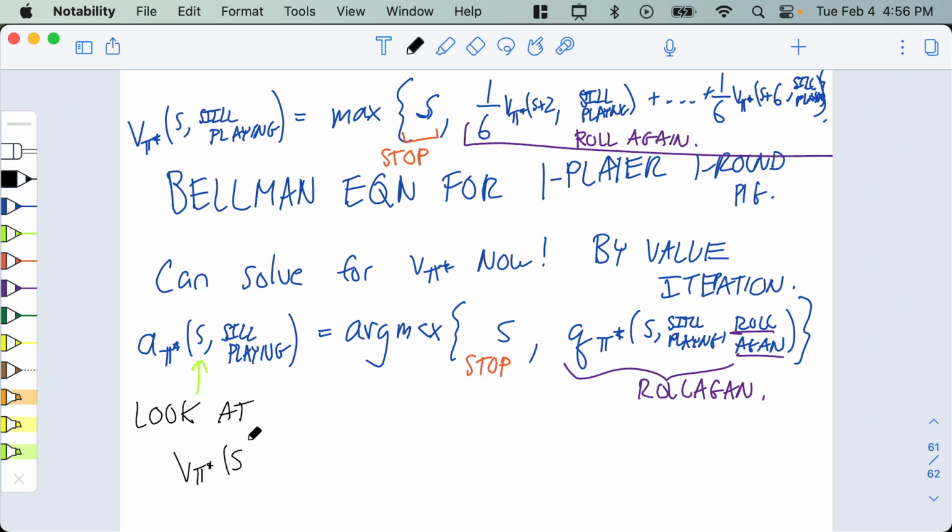Okay, V pi star of S minus S, and that will be the maximum of 0 and this stuff.